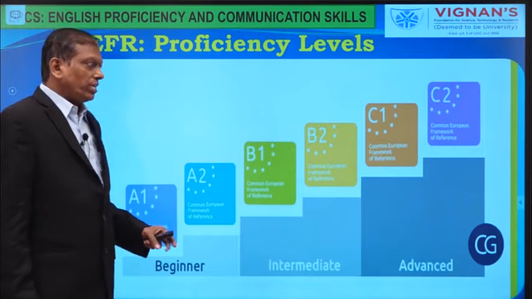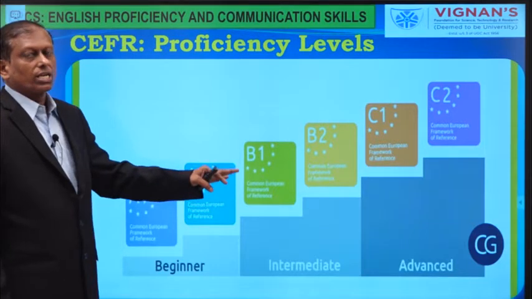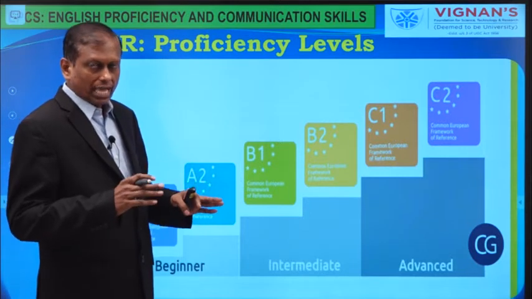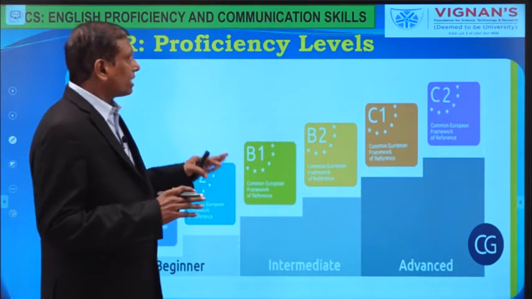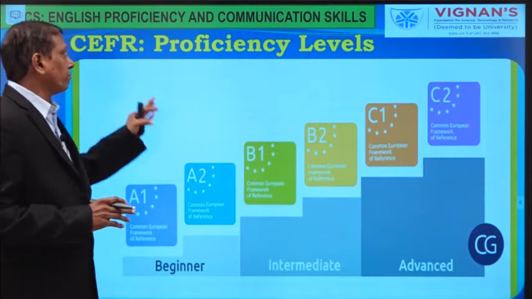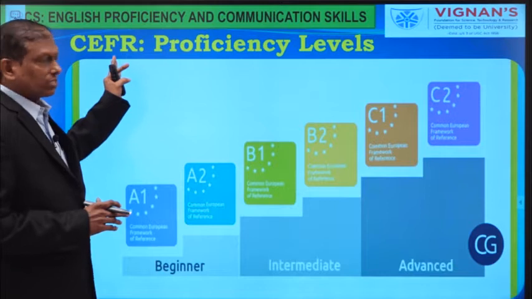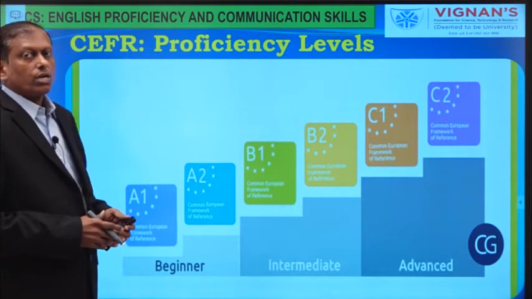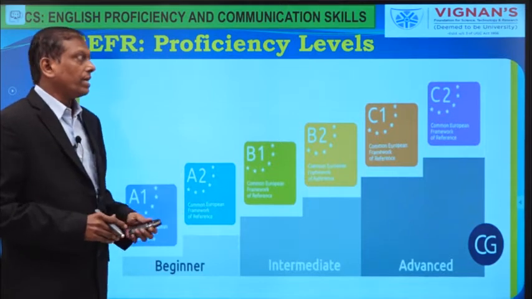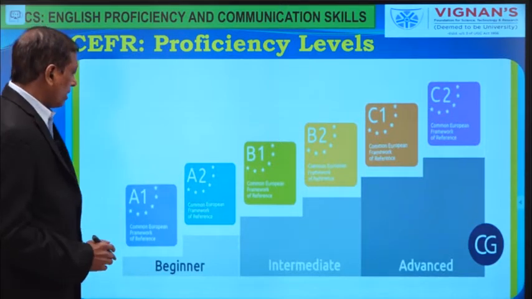Internationally, these are the 6 levels which are considered to be the standard levels of language proficiency. The framework is given by Europeans, and this is what we call CEFR, Common European Framework of Reference. And these are the proficiency levels.